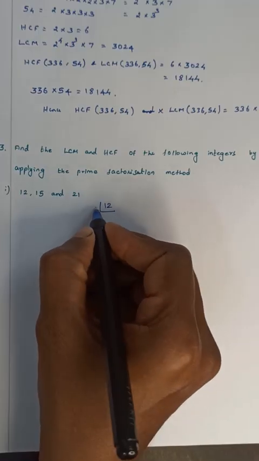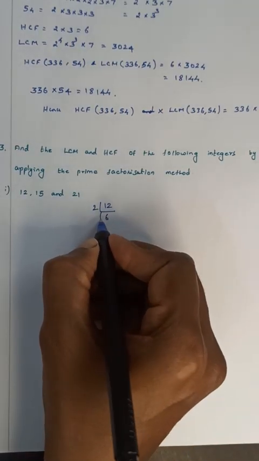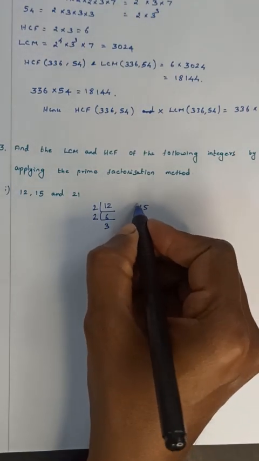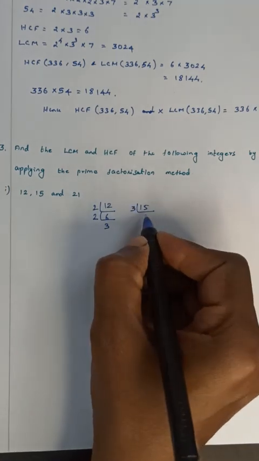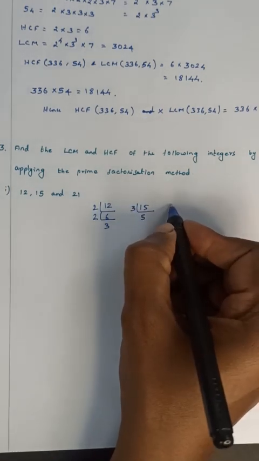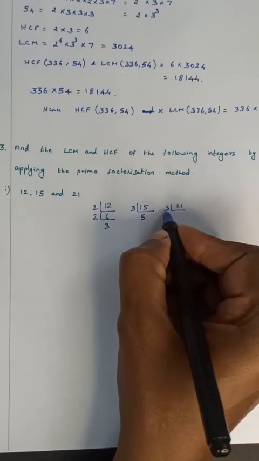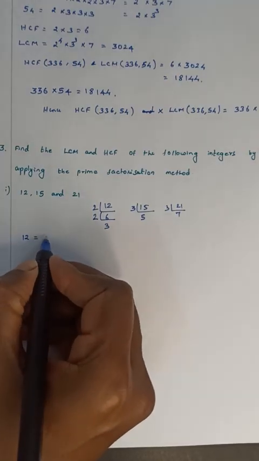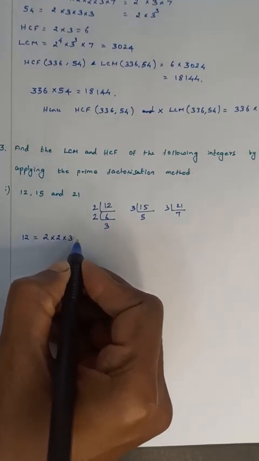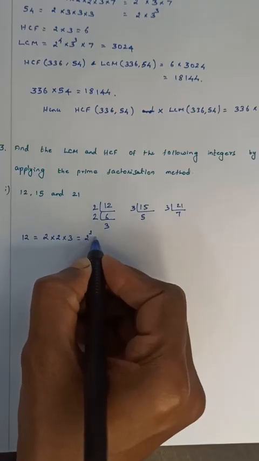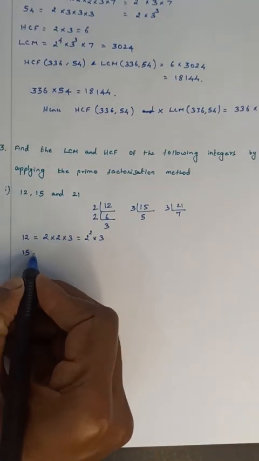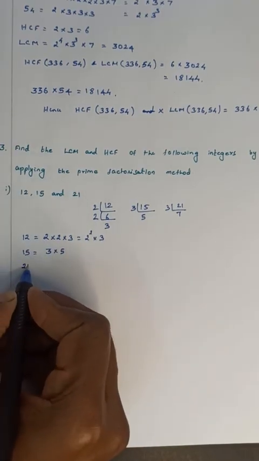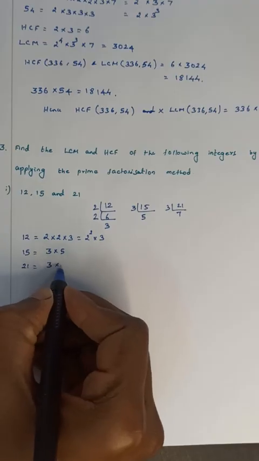So now we have to find the factors for 12. 12 is divisible by 2, we can write 6 times 2, we get 3. And 15, we will write it as 3 times 5. And 21 is divisible by 3, 7 times. So 12 will be written in the form of 2 into 2 into 3, which is nothing but 2 power 2 into 3. 15 will be written as 3 into 5. 21 will be written as 3 into 7.